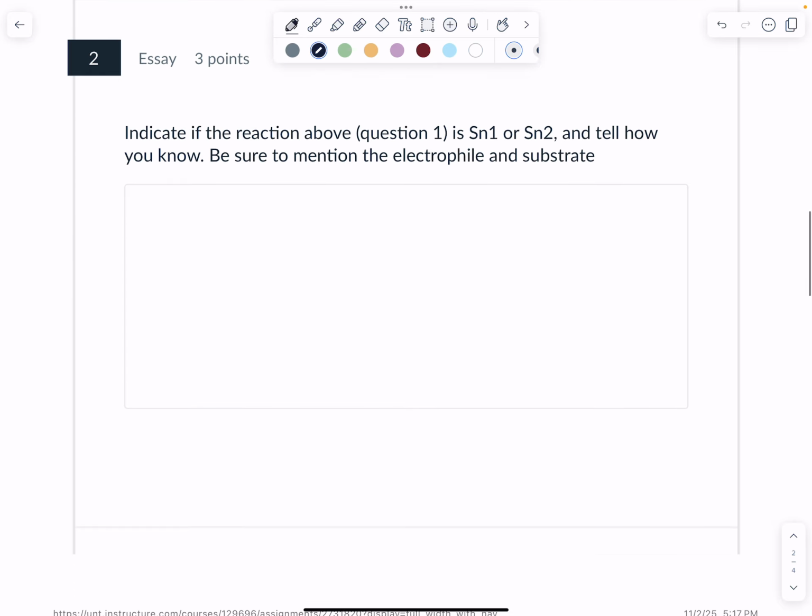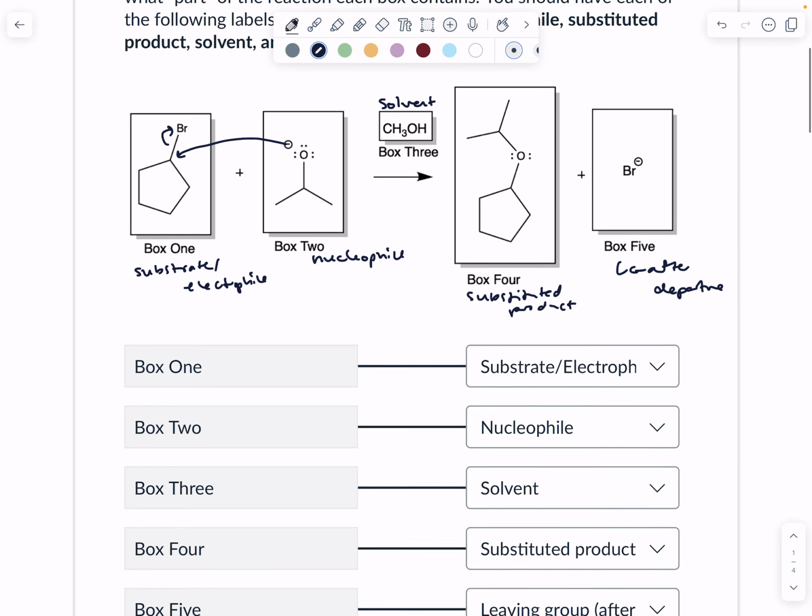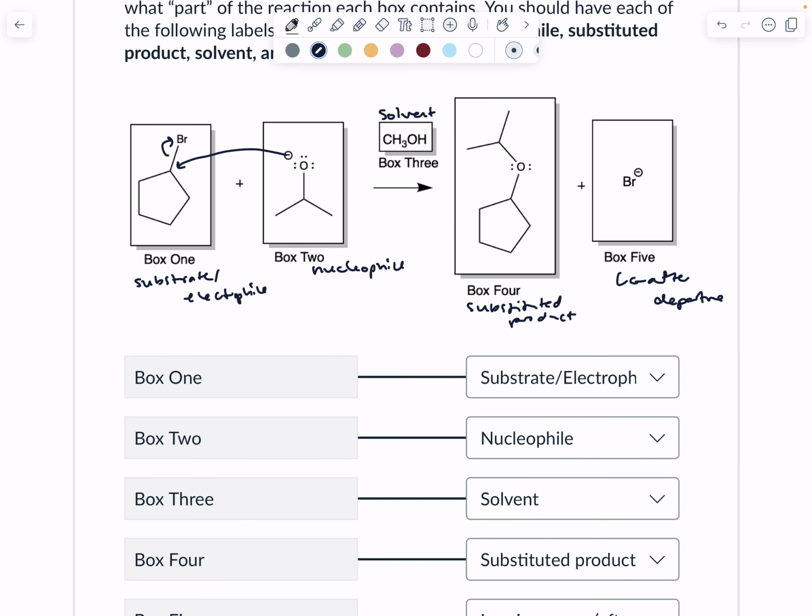The next question is indicate if the reaction above is SN1 or SN2 and tell how you know. So this is something that I've given similar questions like this to my in-person classes. And a lot of times they'll say it's SN1 or SN2 because it happens in 2 steps. But we're not given the mechanism here. We're just given the starting material and the products. So you can't really know how many steps it's happening in. It's just telling you that a substitution is happening.